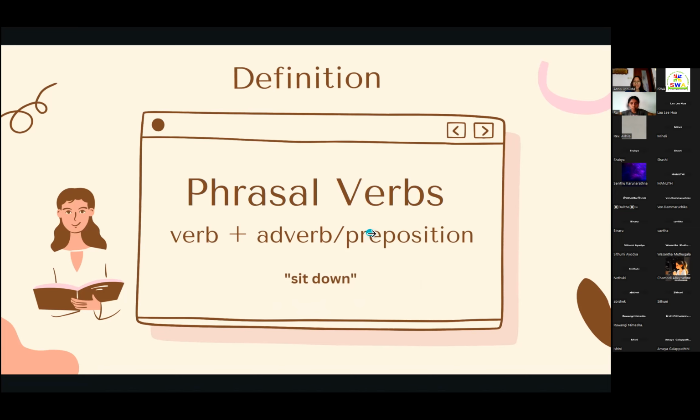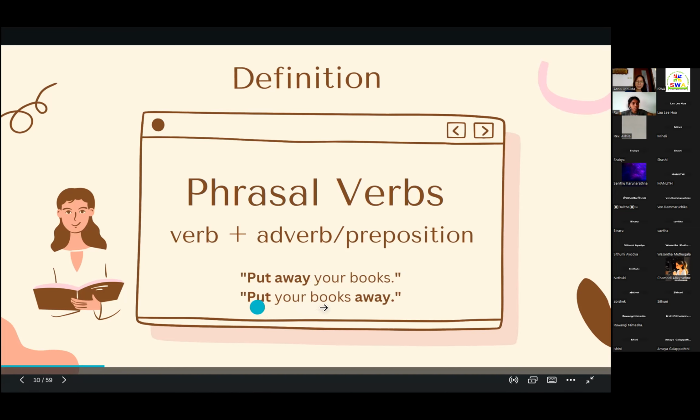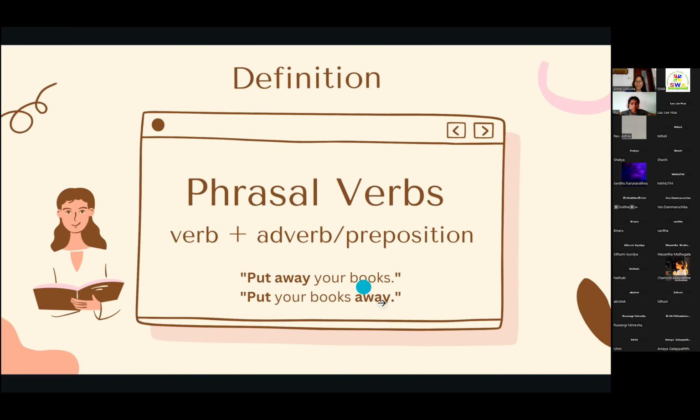If you want to use phrasal verbs in a sentence, it may look something like this: put away your books. You can see over here, away is the preposition and it comes after the verb put, and put away your books is the object. But in the second sentence, it is put your books away. The difference is that the preposition, instead of being before the object, is after the object. Sometimes phrasal verbs can be like that.